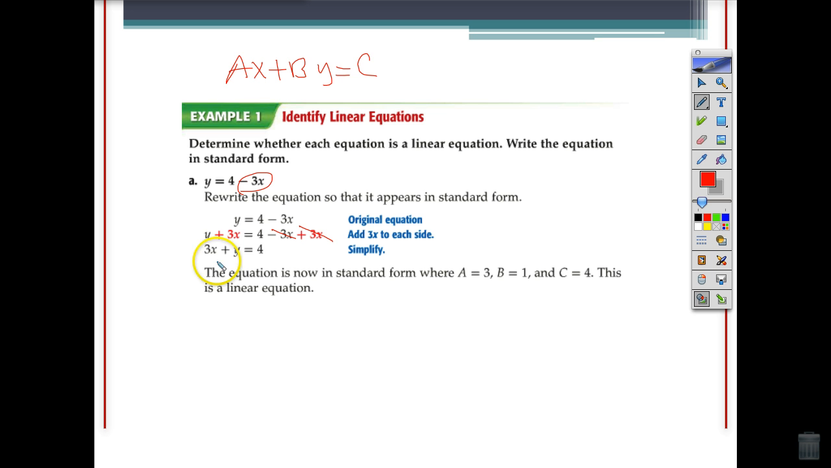So yes, this is a linear equation because you have it in standard form, where a is 3, b is 1. Remember, if there's no number, it's an imaginary 1, and c is 4. Because you have a is 3, b is 1, and c is 4, this is a linear equation.